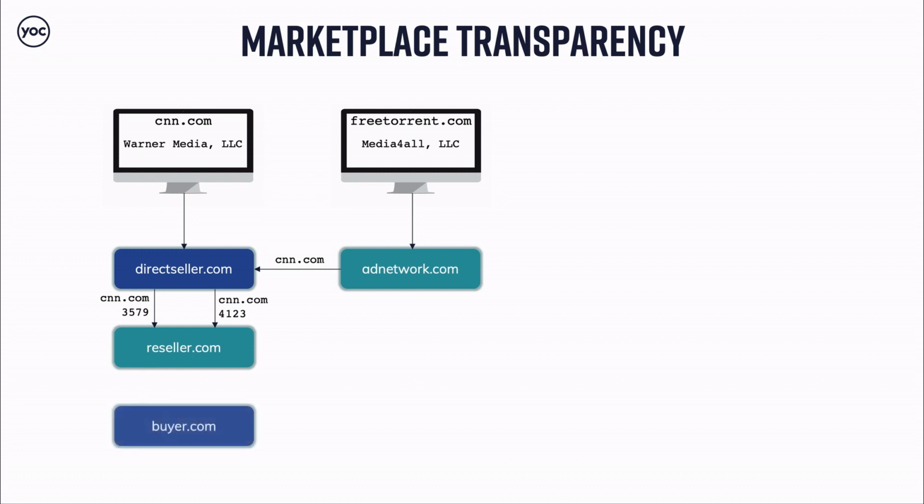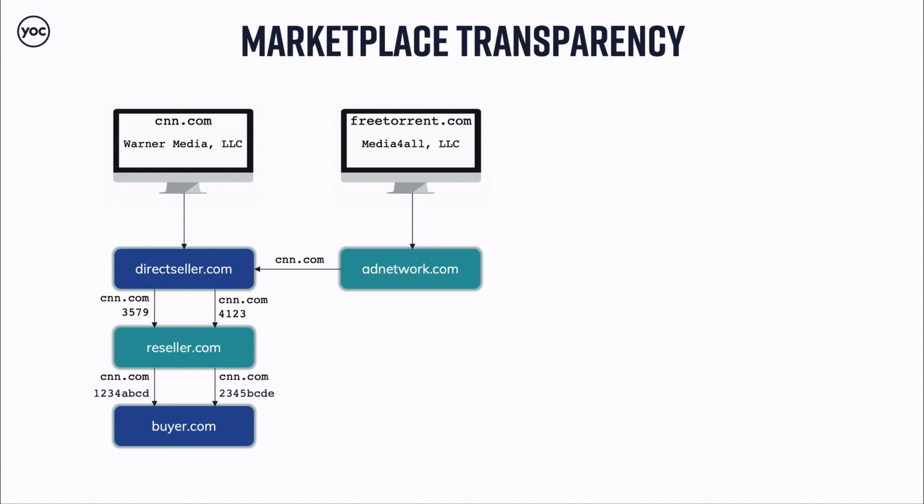And finally, there is a buyer, a demand-side platform that receives the bid requests from the reseller. And they also look the same. They're coming from cnn.com, and the only difference is this publisher ID, which on the reseller side is associated with the direct seller, the entity that they work with.